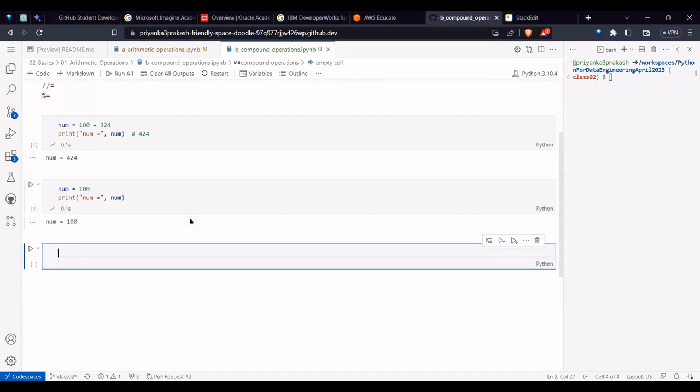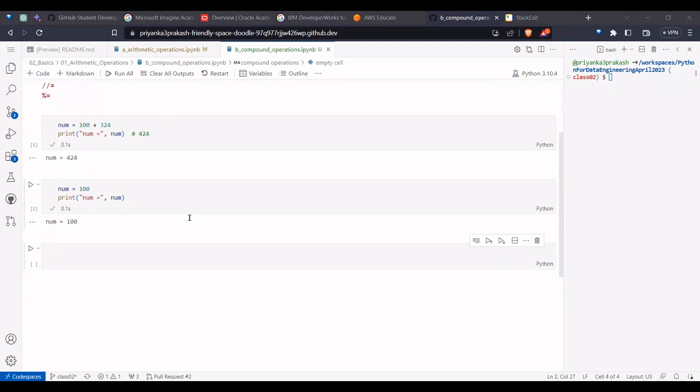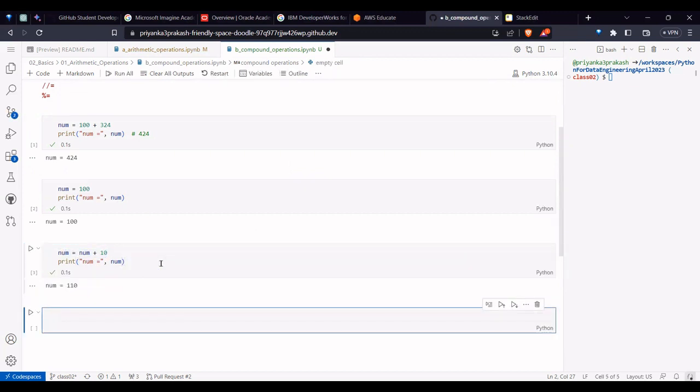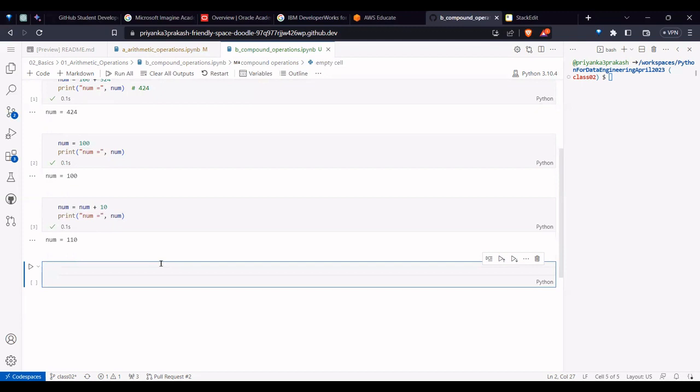And if I print number, see whatever I'm doing, it is printing, right? Fine. Similarly, I repeat the same thing. I'm saying that number is equal to number plus 10. What happened? The existing value of 100 was taken and plus 10 was added. It was 110 and again assigned to number itself.